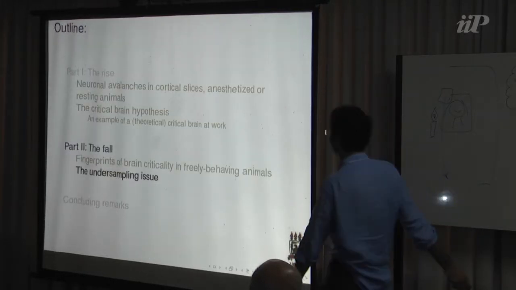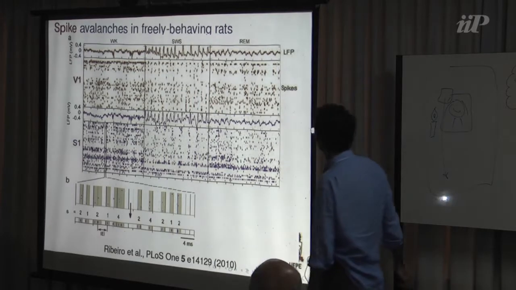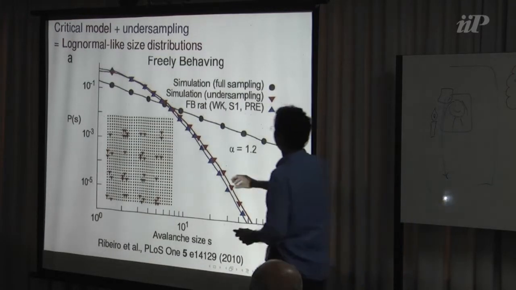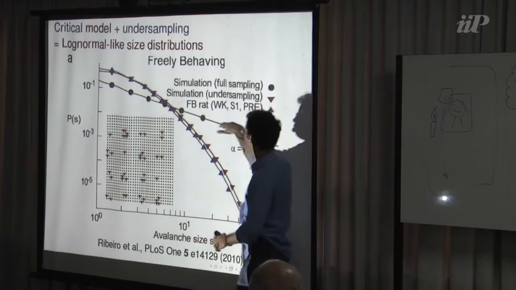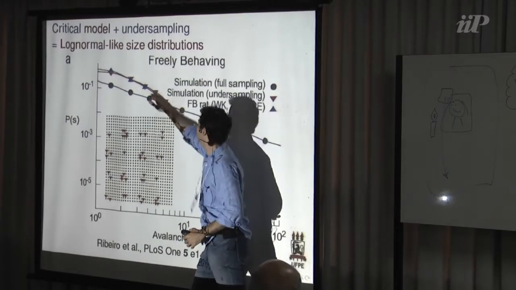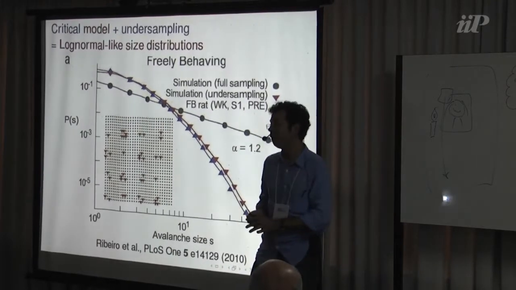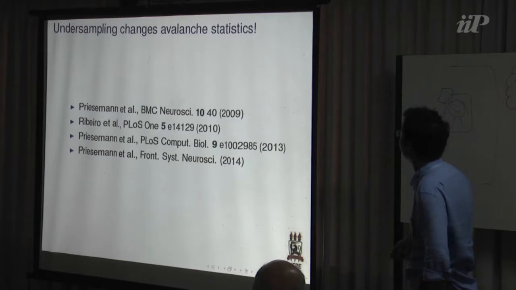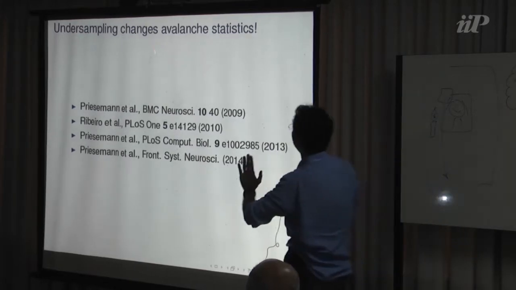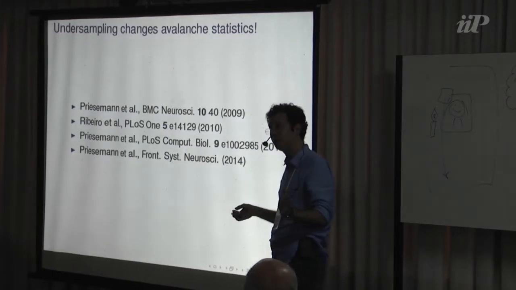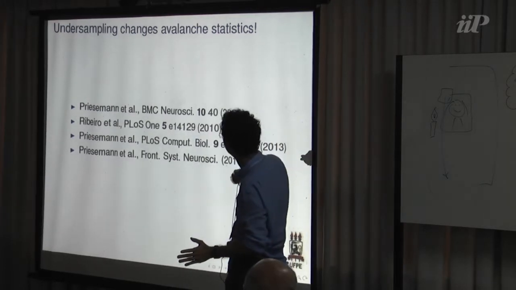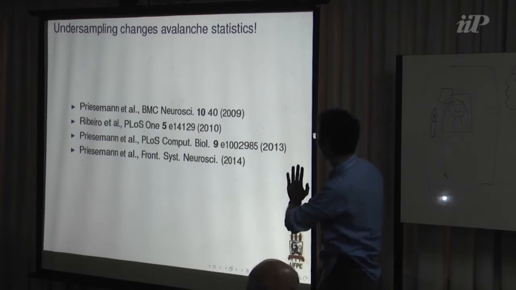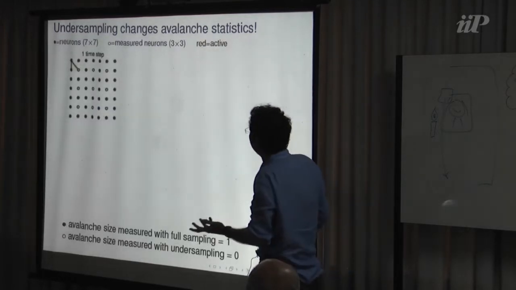So let me revisit the undersampling issue. What I showed you is that this works, so to speak. If I sample everything, I get beautiful power laws. If I sample only the red, I get this lognormal, which looks like the data. Fine, great, wonderful, spectacular. Now, undersampling changes avalanche statistics. This is what Priesemann has been saying in a couple of papers, three papers here, and we also said it in this one. Now, why is that so? It's very easy to understand why.